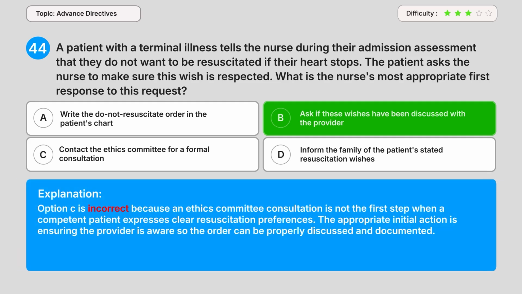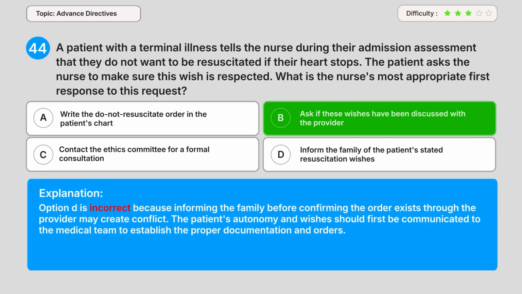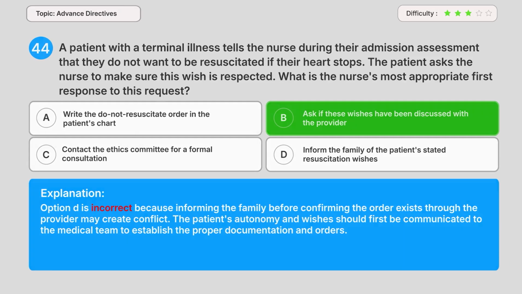Option C is incorrect because an ethics committee consultation is not the first step when a competent patient expresses clear resuscitation preferences. The appropriate initial action is ensuring the provider is aware so the order can be properly discussed and documented. Option D is incorrect because informing the family before confirming the order exists through the provider may create conflict. The patient's autonomy and wishes should first be communicated to the medical team to establish the proper documentation and orders.